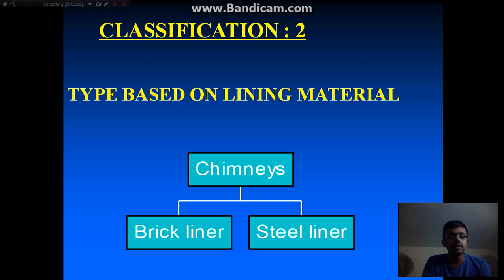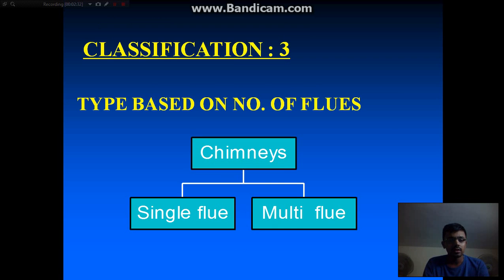Secondly, it is based on the lining material which is used for the chimney. If the lining material is brick, then it is called a brick liner chimney. Similarly, if it is a steel liner, then it will be called a steel liner chimney. The third classification is based on the number of flues in the particular chimney. If the chimney has a single flue for the flue gases, then it will be called a single flue chimney. And if it has multiple flues, as in big industries like oil refineries, such as those of Indian Oil, then it will be called a multi flue chimney.